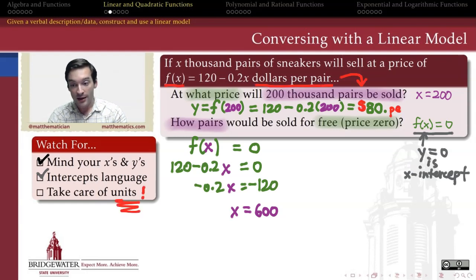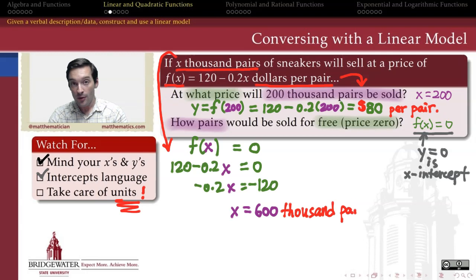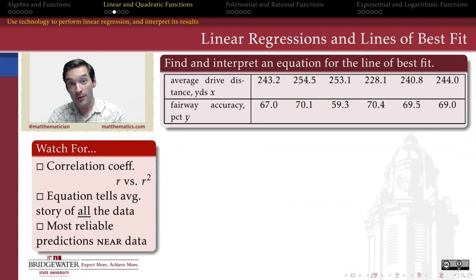When we place this back into context, never forget to re-include your units when placing your answers into a real-world situation. In this example, $80 per pair was this price, and 600,000 pairs was this quantity. Now, the real world is rarely as simple as a linear function, but often it gets close.